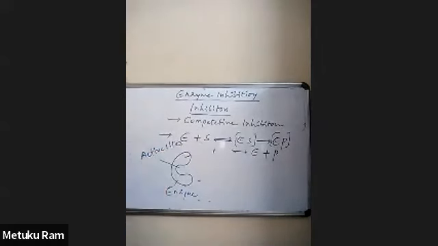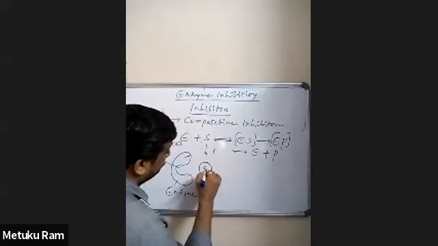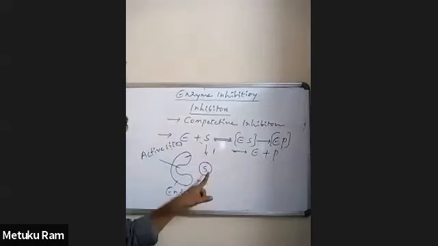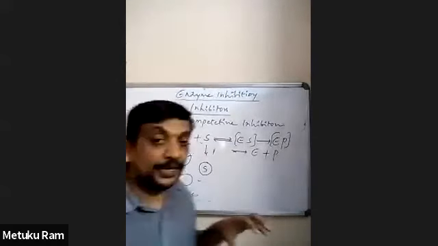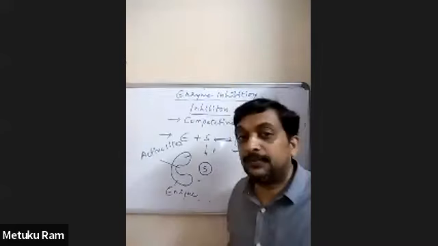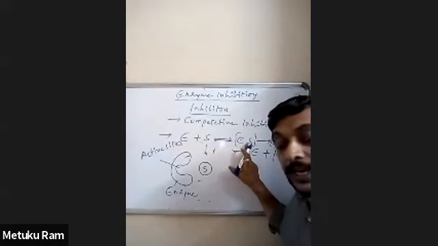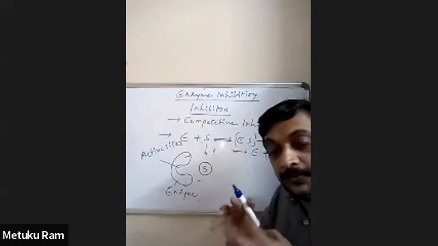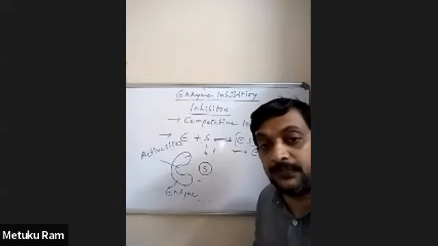This part of the enzyme is called the active site, and this here is a substrate. This substrate is going to bind to the active site of the enzyme, and after binding, the enzyme and substrate together will form a firm complex, like we discussed in the lock and key theory and the induced fit theory.